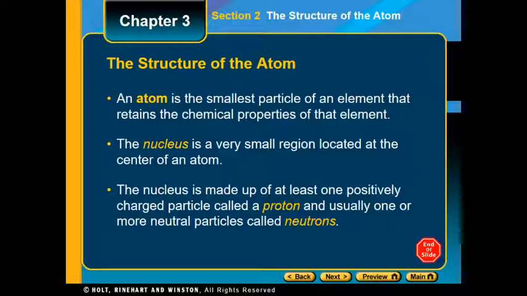The nucleus is a part we're going to talk about today. It's a very small region located in the center of an atom. So very small within the center of the atom, but it carries a lot of mass. And then we're going to talk about the protons and neutrons that live within the nucleus, how they were discovered, and what their properties are. So again, a few definitions there.